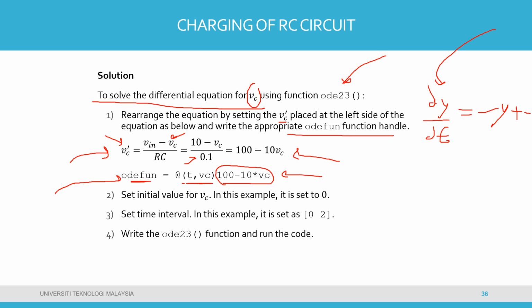Okay, set the VC equals to 0. So basically you have to set the VC, any value. Usually we put it as a 0. So basically it means that the voltage across the capacitor is 0. And of course it needs an interval, set a time interval. So basically you want to run it from 0 to 2 and write the ODE code.